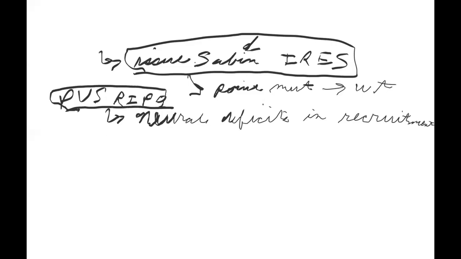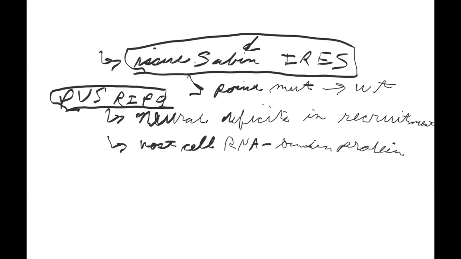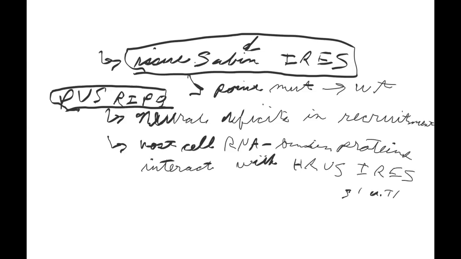Now, in the host cell, so this is the neuron, the RNA binding proteins interact with the HRV IRES. Okay, this is again at that 5' UTR. This is that modification that I was telling you about. This is that chimera modification.